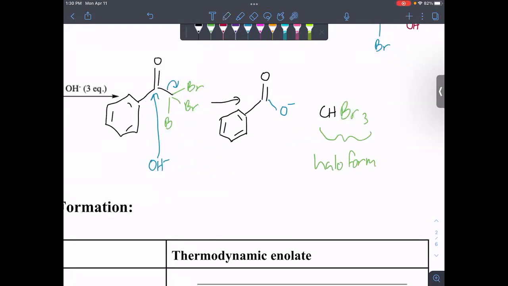I don't know why, but when I was taking the class, I always assumed this thing was called the halo form, because that sounds so much cooler than CHBr3 being the haloform. But this is what it is.